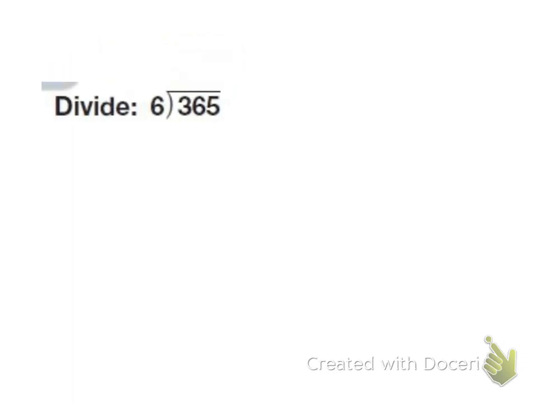So here I have 365 divided by 6. We begin by breaking it down into a smaller problem. 3 cannot be divided by 6, so we're going to do 36 divided by 6. 36 divided by 6 is 6. Then 6 times 6 is 36. We subtract, we have 0, and we bring down the 5.